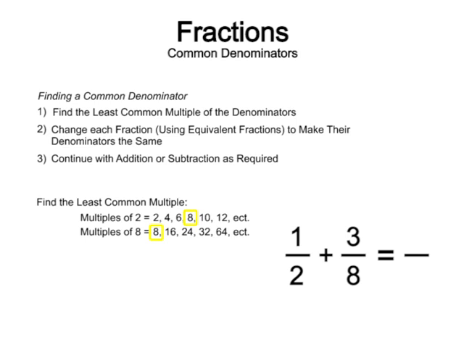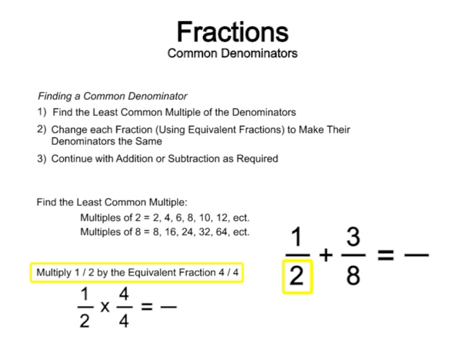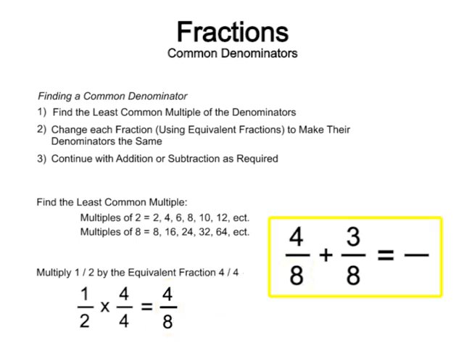To change the denominator in 1/2 to an 8, we must multiply it by a fraction equivalent to 1. The fraction 4/4 will allow us to change the denominator of the fraction without changing its value. Now we can return to the original problem and continue with our addition. Since the fraction 3/8 already has an 8 for a denominator, we don't need to change it. Continuing with our addition yields an answer of 7/8.